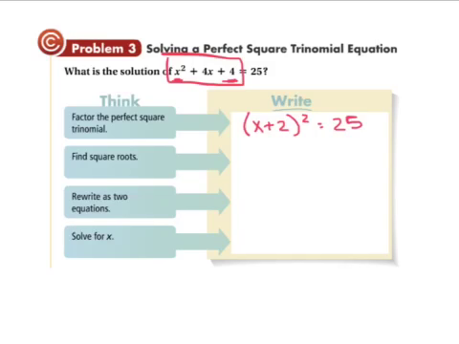How do we undo a square? Steve? Exactly. So when it says find the square roots, what we're going to do is take the square root of that entire quantity, of the x plus 2. And when we take the square root of a quantity squared, we're just left with that quantity, because the square root and the square undo each other. And when we take the square root of 25, we get plus or minus 5.